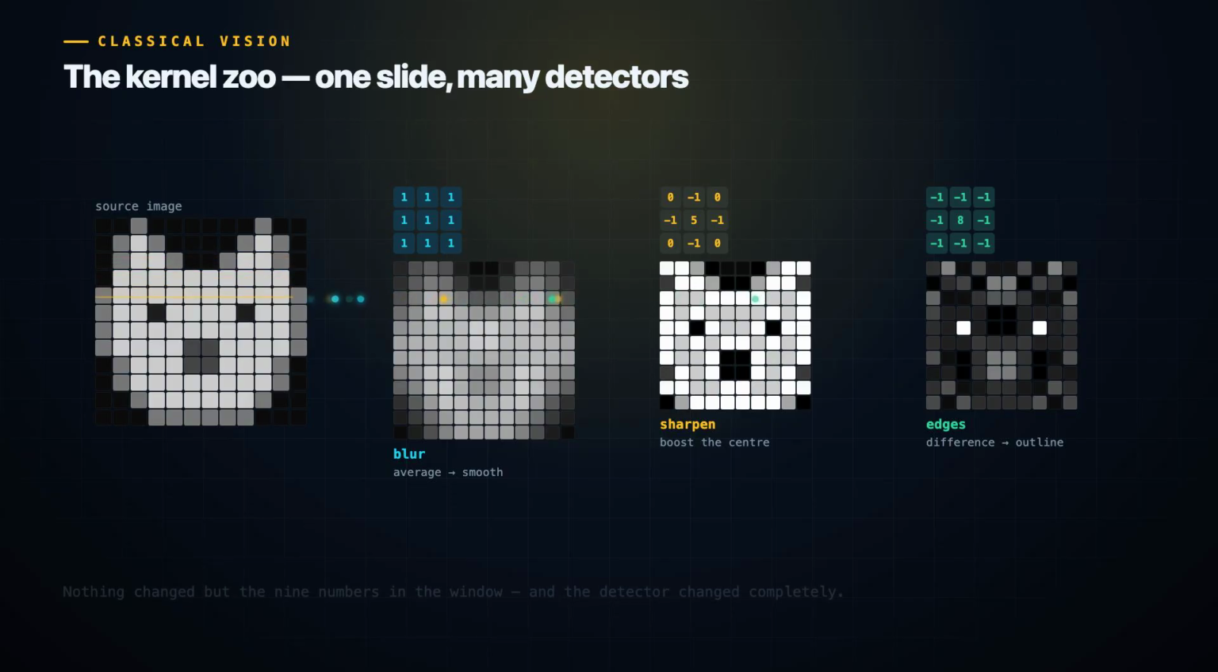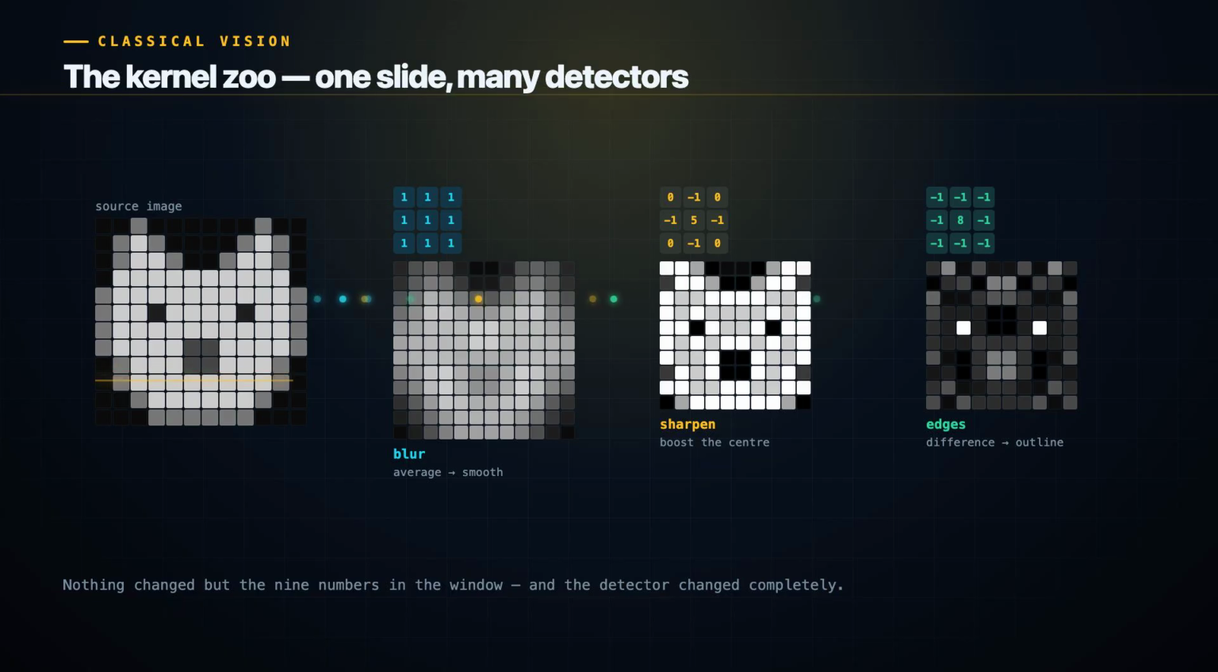So imagine having not 3 kernels but hundreds of them, and instead of choosing their numbers yourself, you let the network discover exactly the kernels it needs. That is a convolutional neural network, and that is where we are heading.